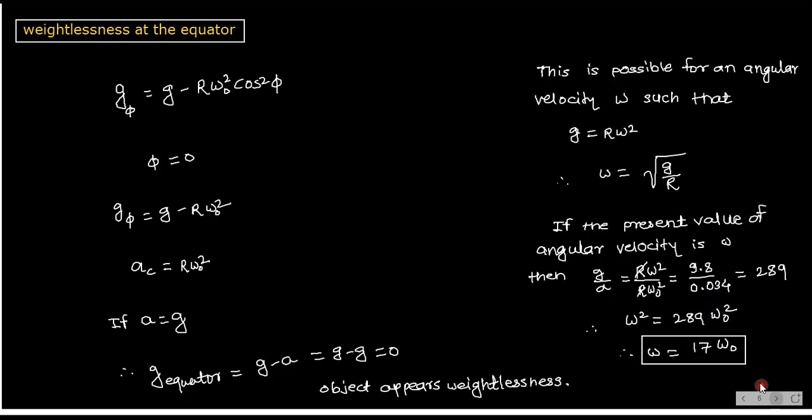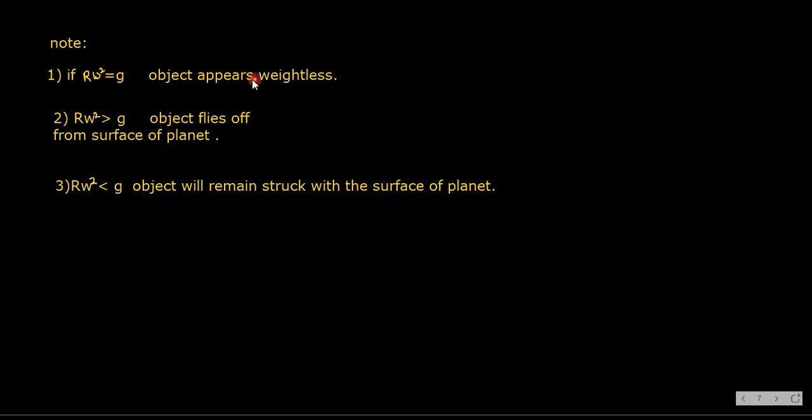So let's move ahead. Now, note point. If r omega square is equal to g, the object appears weightless. If it is greater than g, the object flies off from the surface of the planet, obviously. And if r omega square is less than g, the object will remain stuck with the surface of the planet. Clear? Yes, it will be stuck with the surface. This will be flies off and this will be weightless. Understood? So note down all this.